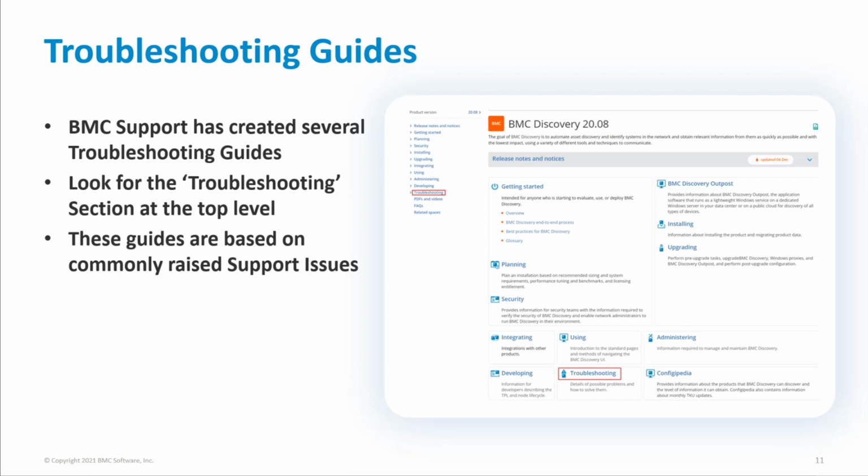We remind you that we have a list of troubleshooting guides. You can find them in docs.bmc.com. This slide shows the first page of discovery documentation, and the troubleshooting section is at the bottom. It currently contains troubleshooting guides about common issues like cluster issues, disk space issues, or scan issues. We often update them, and we encourage you to read them.